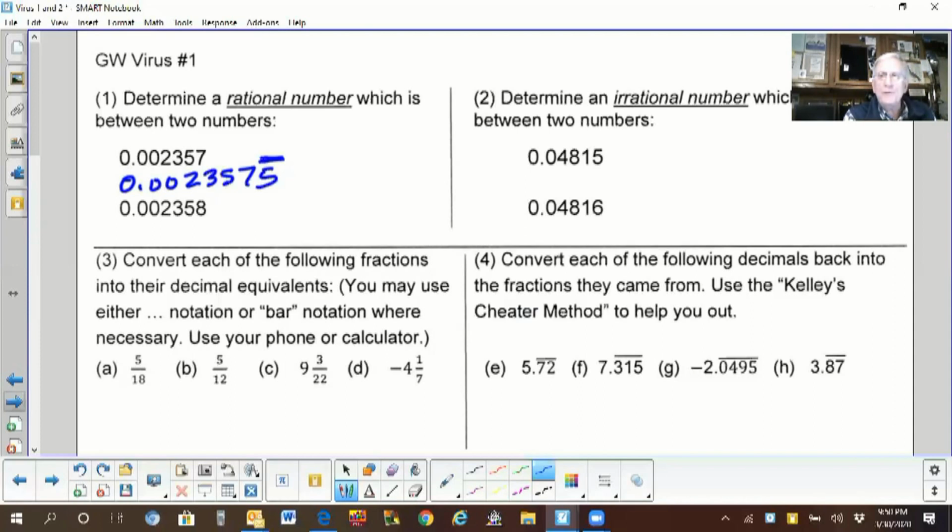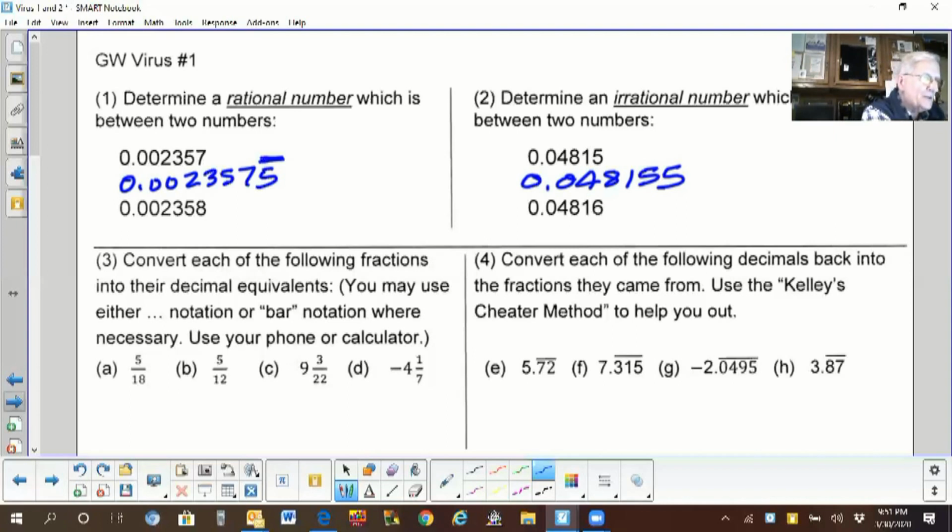Now I want you to look at number 2. If you take your calculator and add those two numbers together, I'll give you a couple seconds to try it, and you divide them by 2, you should obtain 0.048155. Now, that number has stopped. It is not going on your calculator, right? However, we want an irrational number that's between these two numbers, not a rational one.